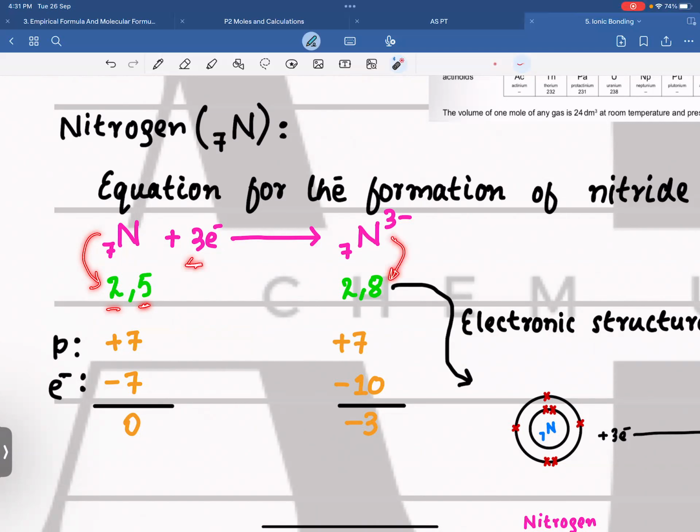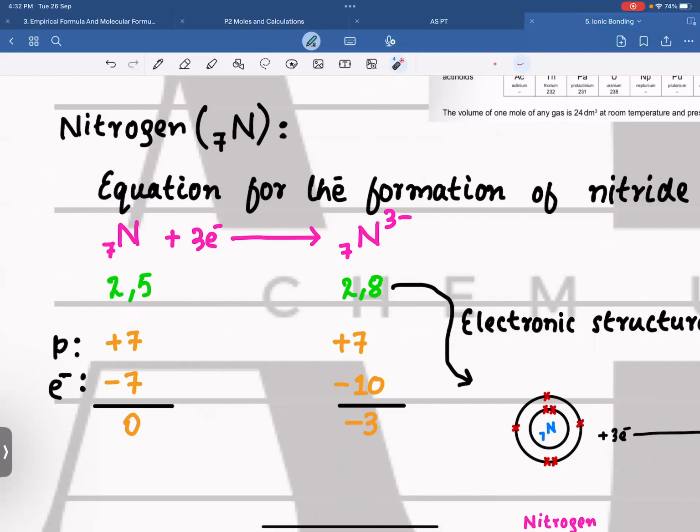Is this understandable? Okay. Now, being an atom, it has 7 protons, so it has a +7 charge, and 7 electrons, so it has a -7 charge. So the net charge is 0. But when it becomes a nitride ion, it has 7 protons, so 7 positive charges, but 10 electrons, so 10 negative charges. So the net charge we got is -3. That's why this ion has a charge of -3.